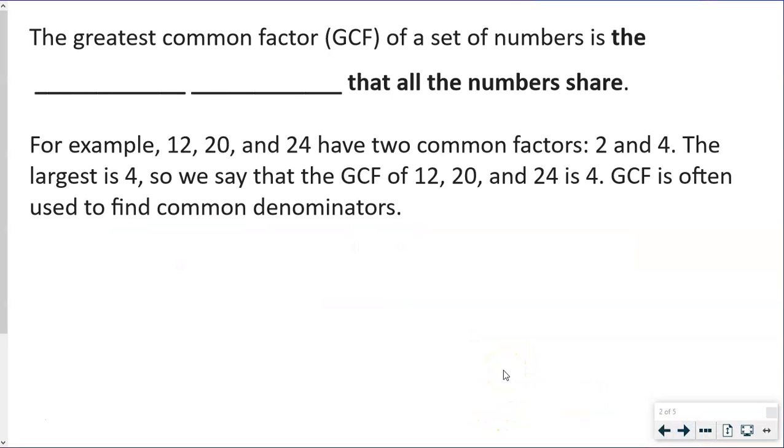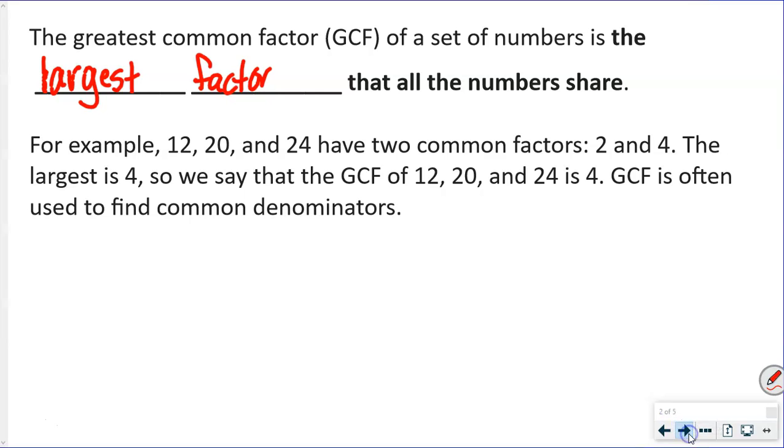So the greatest common factor, GCF, of a set of numbers is the largest factor that all numbers share. So let's put largest factor in this blank. For example, 12, 20, and 24 have two common factors, 2 and 4. The largest is 4, so we say the GCF of 12, 20, and 24 is 4. GCF is often used to find common denominators, okay?